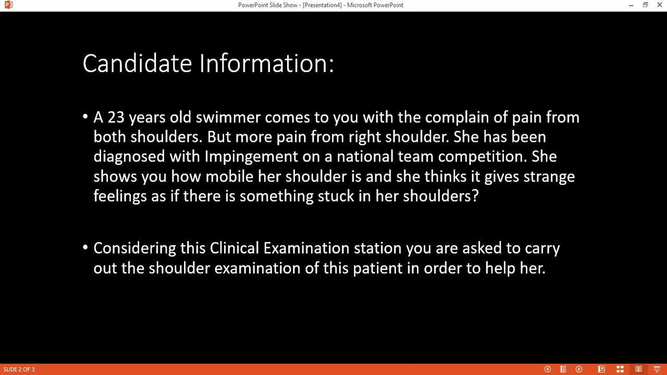Painful arc will be there between 80 and 130 degrees. Yes. Forward flexion will be painful. Good. So internal rotation, I'll show how to do.